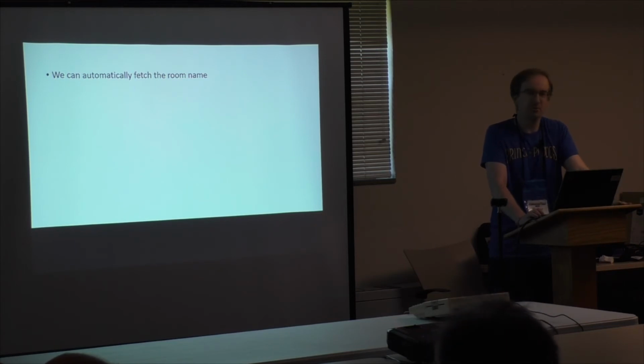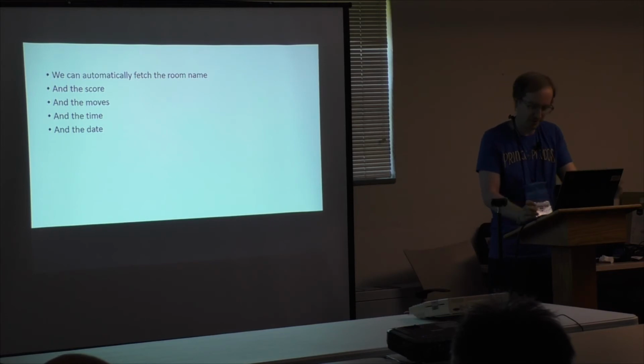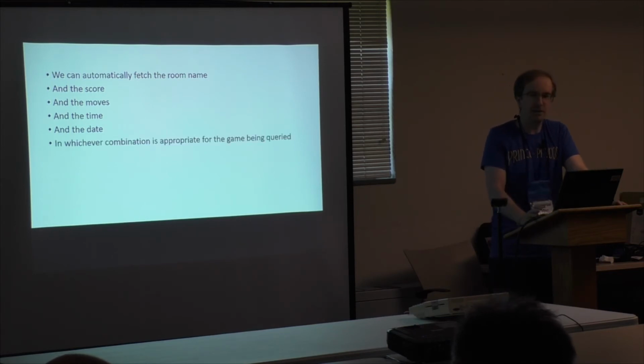We can automatically fetch the room name and the score and the moves and the time and the date. And now we can also get the blood pressure for Bureaucracy, the number of wishes left in Wishbringer, anything else we want to get, in whichever combination is appropriate for the game. So we have Zork that has score and moves, we have Suspect that has moves and time, we have A Mind Forever Voyaging that has time and date. We can display them in the right way.